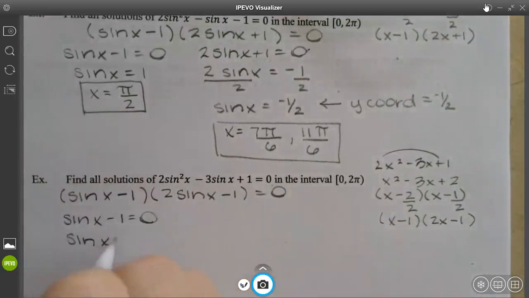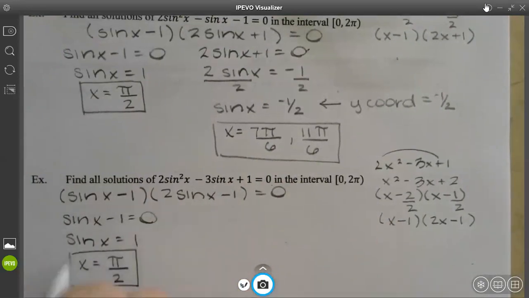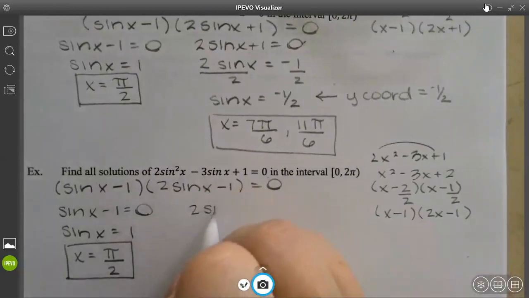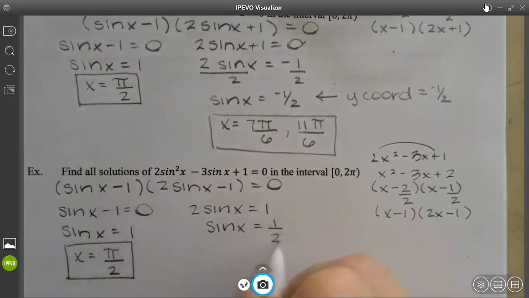So sine x equals 1. Where is your y coordinate? 1. It is at 1 on pi over 2. Again, we already did that at the top. For the next one, we're going to add 1 and divide by 2.